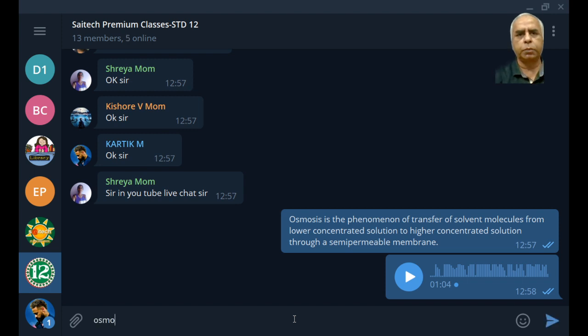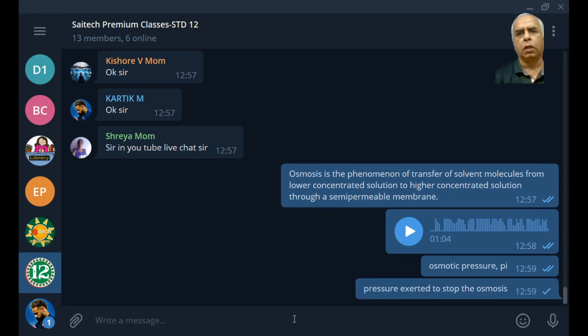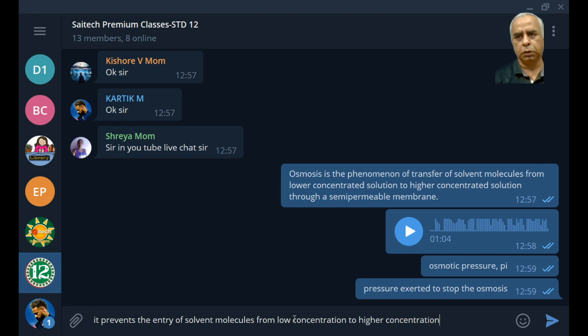And the osmotic pressure is represented by pi. It is a pressure exerted to stop the osmosis. How can it be stopped? It prevents the entry of solvent molecules from lower concentration to higher concentration.